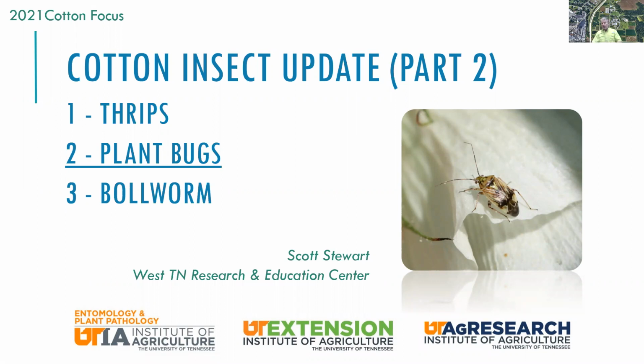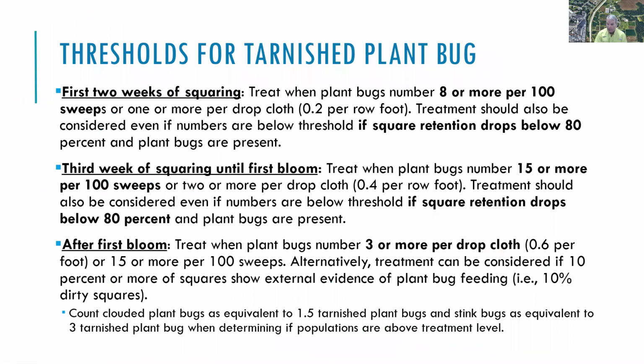So that's a picture of the tarnished plant bug on the right. As I already said, we've already discussed thrips and we're moving down the list and we're going to talk about tarnished plant bugs or plant bugs in general. And the reason I say plant bugs is we often are dealing with other species in our geography, particularly the clouded plant bugs. So I just tend to group them as plant bugs.